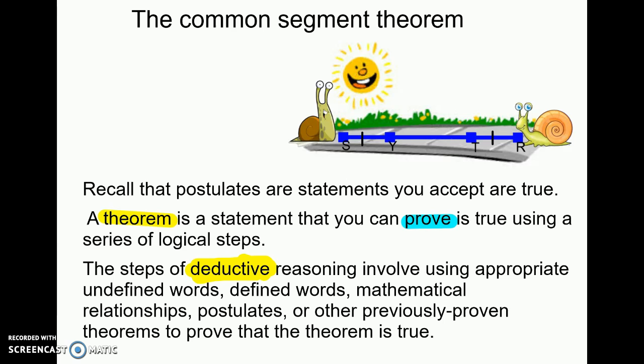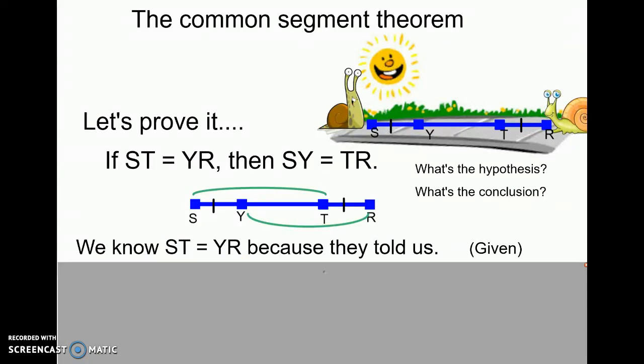Remember that postulates are statements that we accept as true. That was things like, if I have 2 points, then I can make a line. A theorem is a statement that you can prove using logical steps. The steps are deductive reasoning, which we will work a lot this year on, proving things to be true. So we're going to try and prove this.